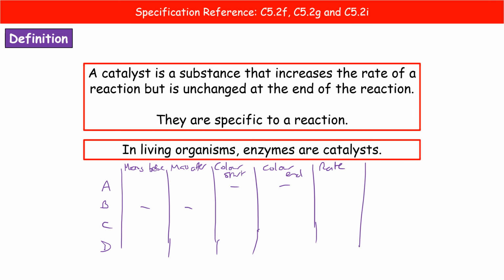What you're going to find is only one row on your table is going to have the same mass before and after, the same colour before and after, and yet the rate would increase. That's your catalyst. Any of the bits that are changing in terms of mass, colour, etc., then that's not a catalyst, because remember, it must be unchanged at the end of the reaction.